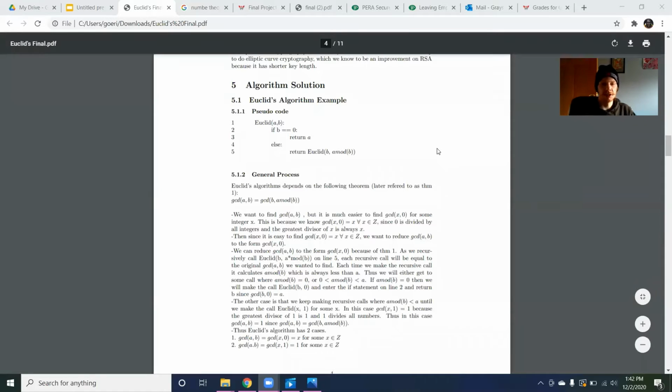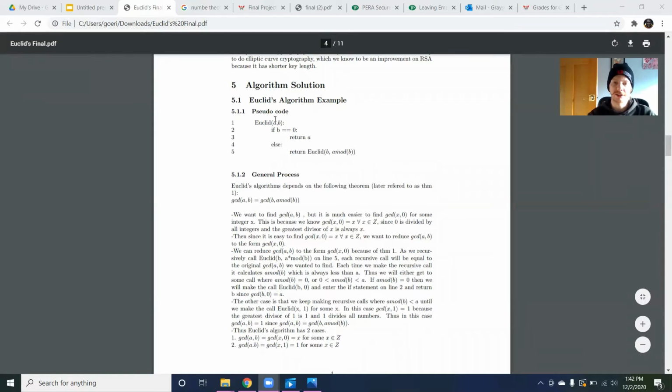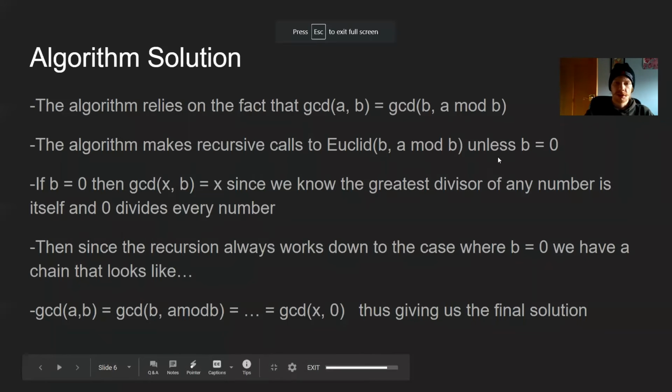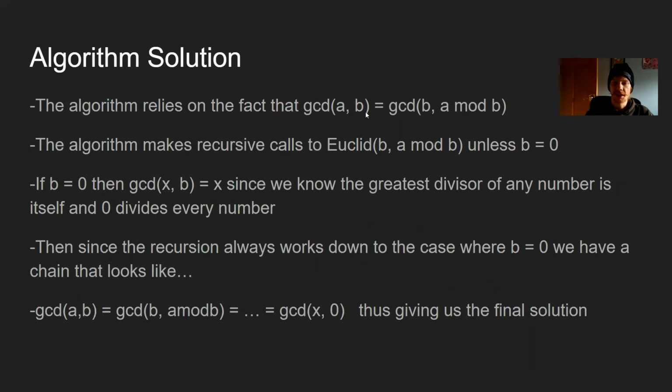Okay, so now I'll talk about the algorithm solution for the regular Euclid's algorithm. Here's the pseudocode for it right here. It's pretty simple. It takes 2 parameters, A and B, and if B is equal to 0, return A, and otherwise it will return a recursive call to itself with the parameters B and A mod B. To go through this, the algorithm relies on this fact right here: the greatest common divisor of A and B is equal to the greatest common divisor of B and A mod B. I'm not going to prove that right now because we don't have the time, but if people have questions about that, I'll be happy to answer them.